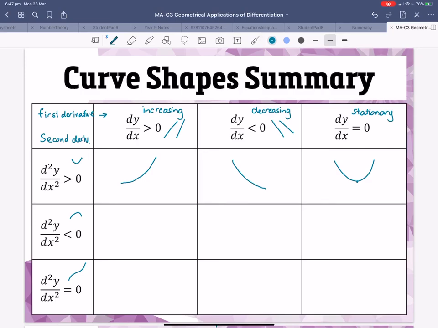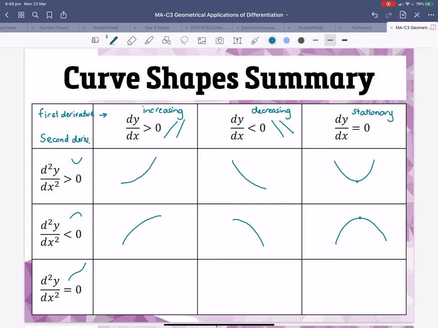All right, if a curve is increasing and concave down, it's looking like that, and we see that with our logarithmic function. If it's decreasing and concave down, same sort of thing. And if it is concave down and stationary, we have a maximum turning point.